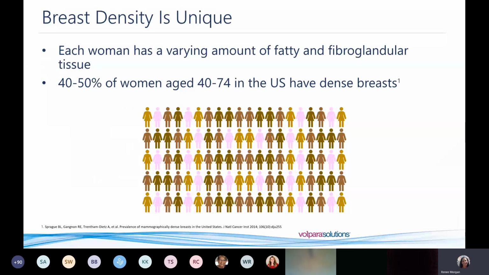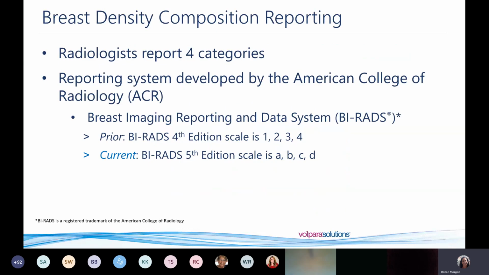So breast density is unique for each woman, and approximately up to 50% of women aged 40 to 74 in the United States have dense breasts. So we'll talk about what that means. The radiologist reports on 4 breast density categories using the BI-RADS reporting system that was developed by the American College of Radiology. We're going to talk about the BI-RADS 4th edition and what it offered and the changes that were made to the current BI-RADS 5th edition.